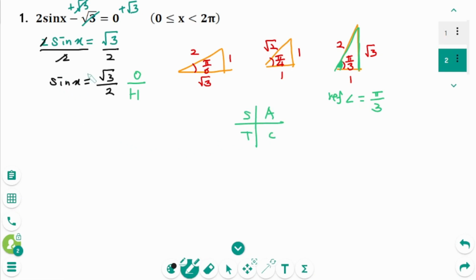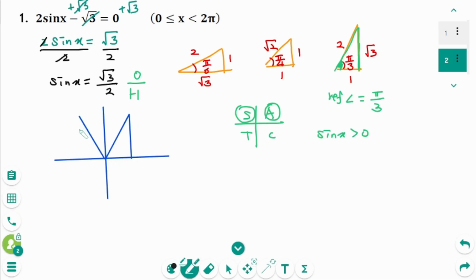ASTC. Sine x is greater than 0 in quadrant 1 and 2. Then draw 2 triangles in quadrant 1 and 2 with the respective angle of pi over 3. And the second one is pi minus pi over 3, which is 2 pi over 3. Then x equals pi over 3 and 2 pi over 3.